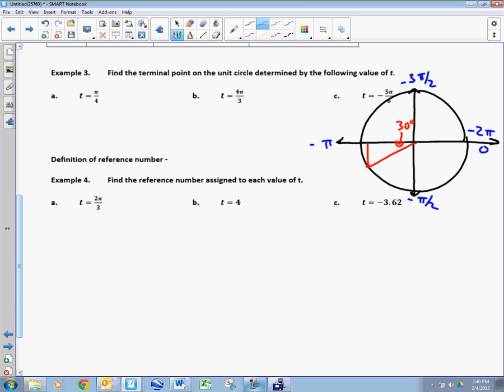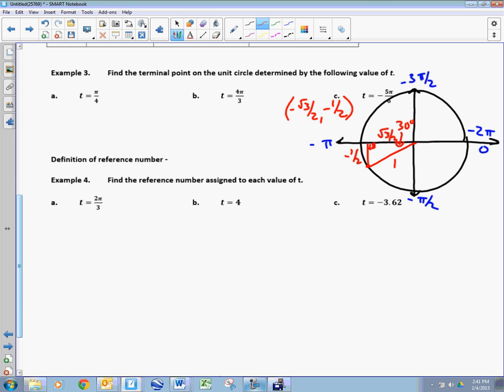And so we have a 30, 60, 90. And so you know the hypotenuse is 1. You know that this length is 1/2, and then this is the square root of 3 over 2. You're in the third quadrant, so both values will be negative. So you have negative root of 3 over 2 and negative 1/2.